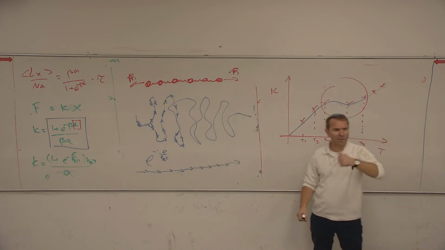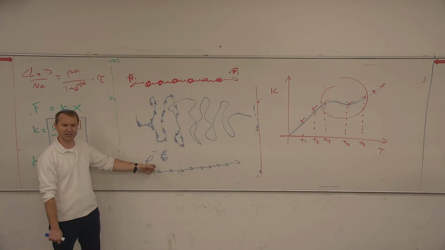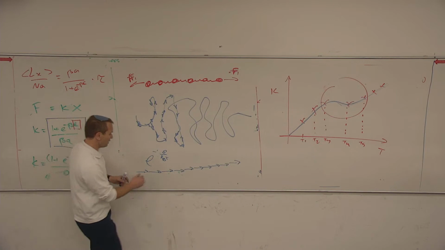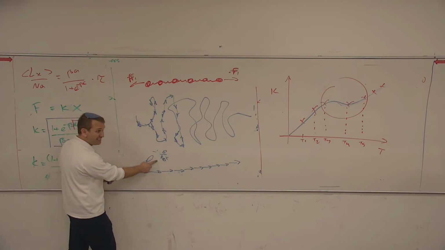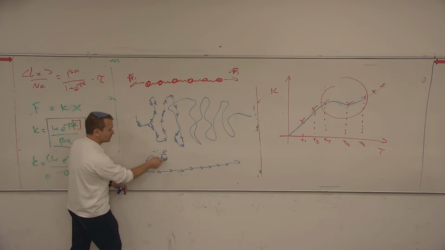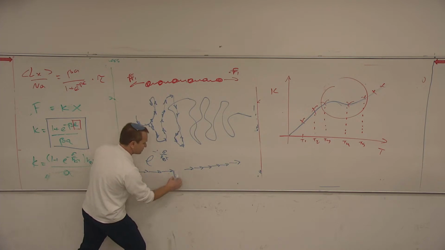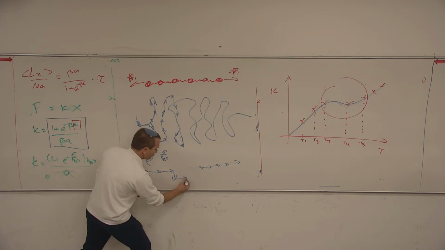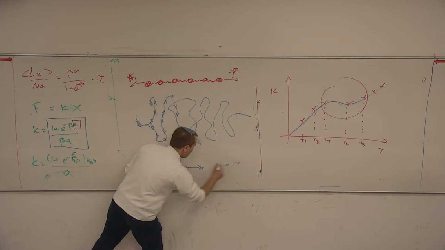I start to heat up my chain, my polymer. So what happens? This guy, if it was exactly 0 before, is now not 0, small but not 0. What happens when this is not 0? Some of the monomers can actually do like this, right? They are going to be in the up direction or in the down direction.